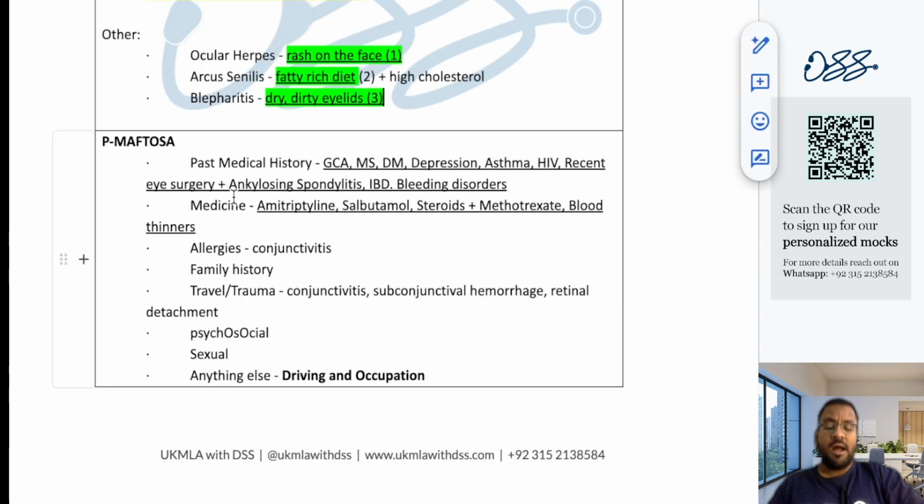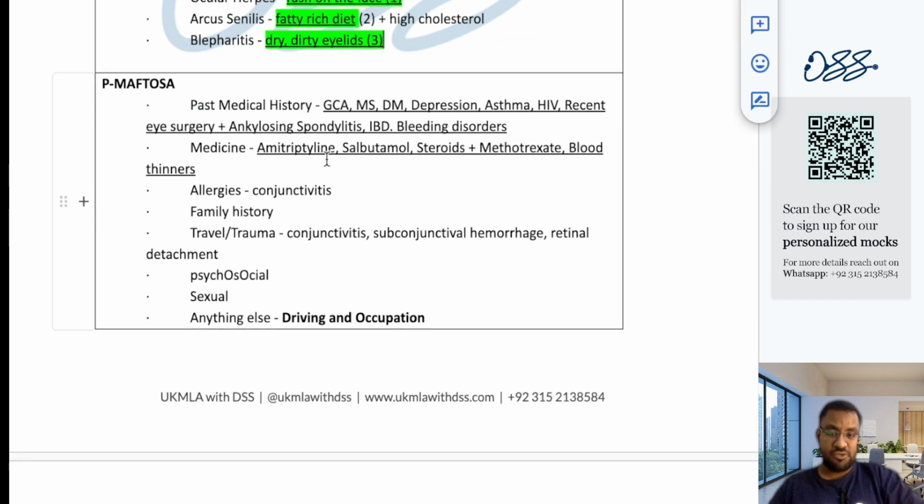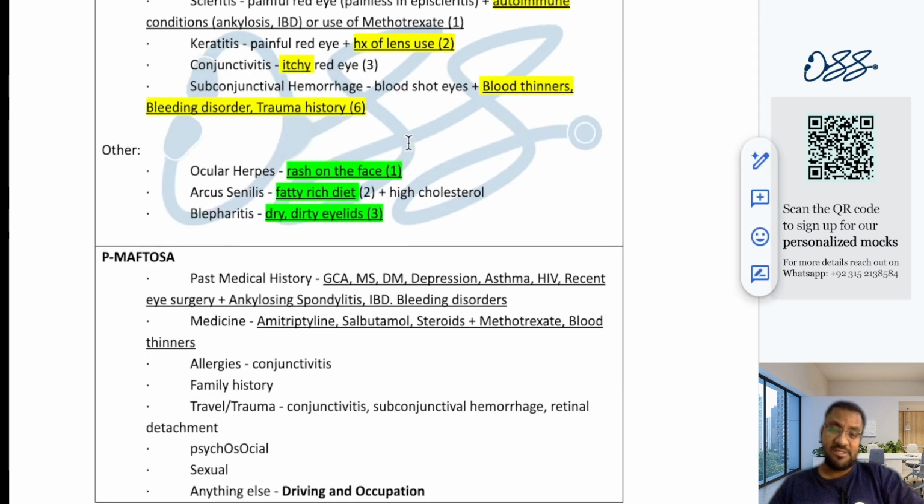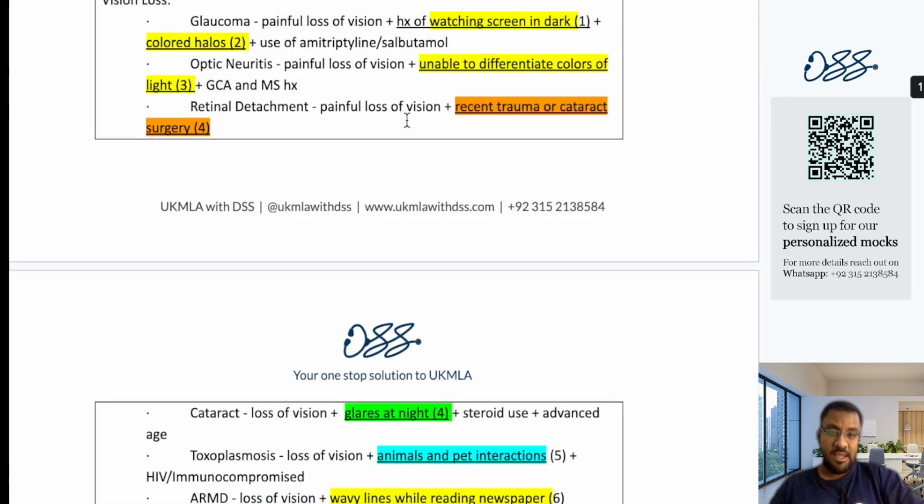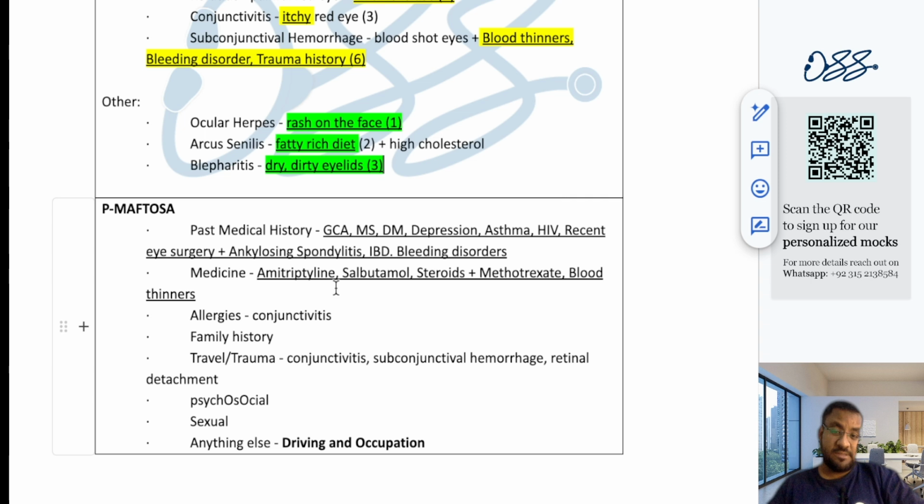Then the same goes for the medicines: amitriptyline and salbutamol leading to glaucoma, steroids and methotrexate leading to cataract, methotrexate alone leading to scleritis, and blood thinners leading to subconjunctival hemorrhage. So just make sure that you are asking these questions either in this particular layer, or if you have missed out on something, you just know that, okay, I have to do the PMHx, and then you ask about the risk factors over here if you've missed them in the section above.